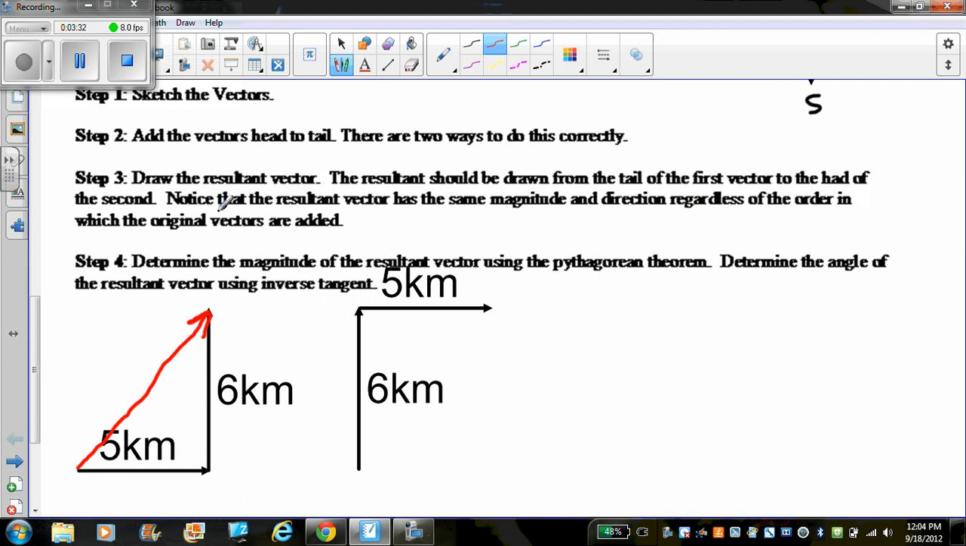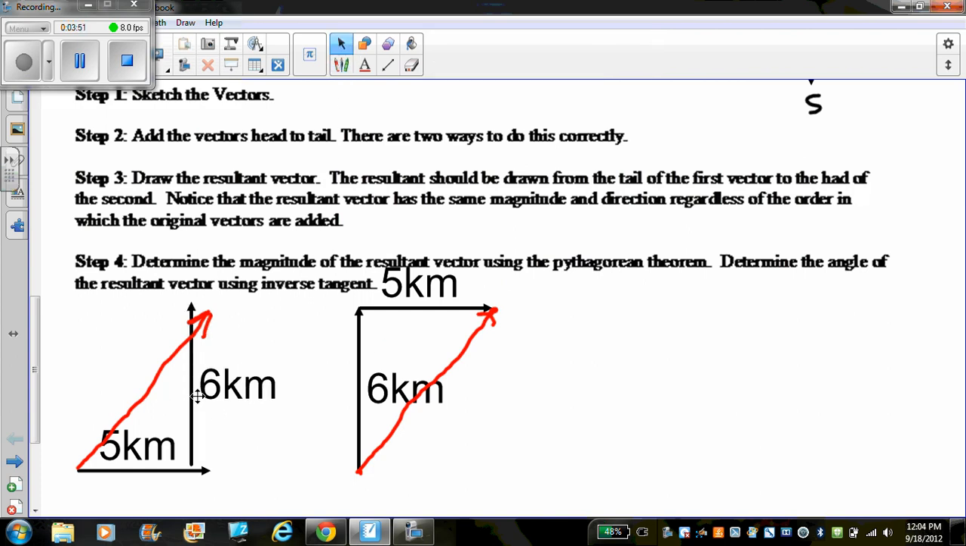Notice that the resultant vector has the same magnitude and direction regardless what order the original vectors were added. So even if I draw 6 kilometers first and 5 kilometers second, my resultant vector should be the same. In other words, I should be able to pick up my resultant vector, and it should be the same regardless of the order in which I added the original vectors.